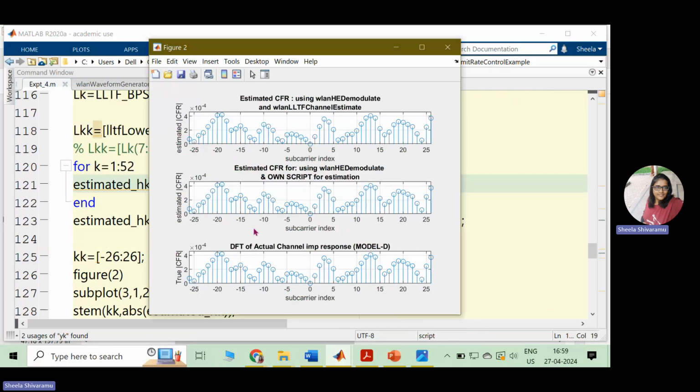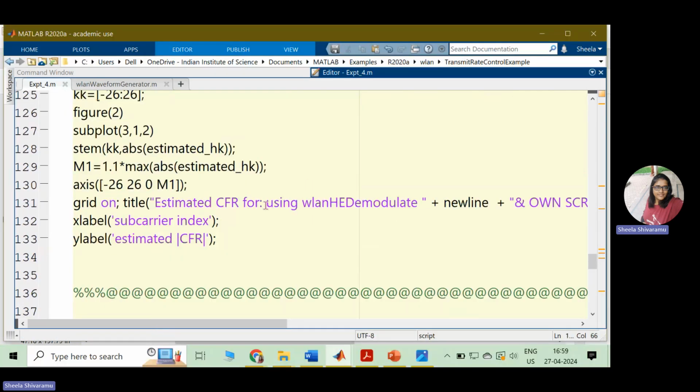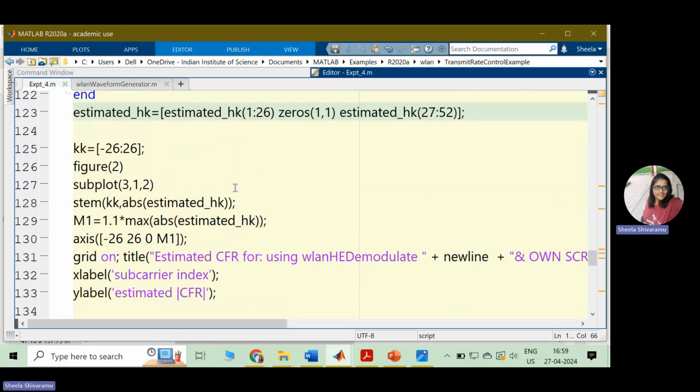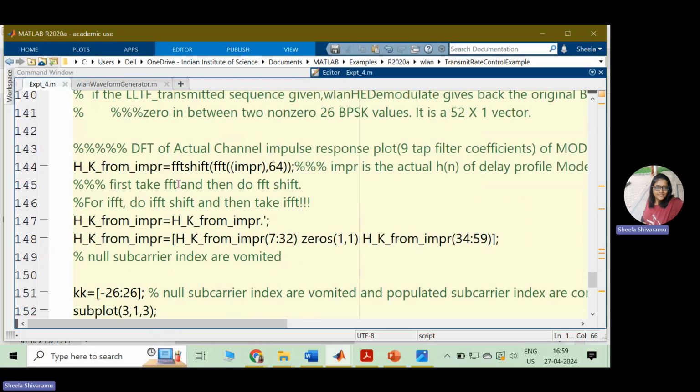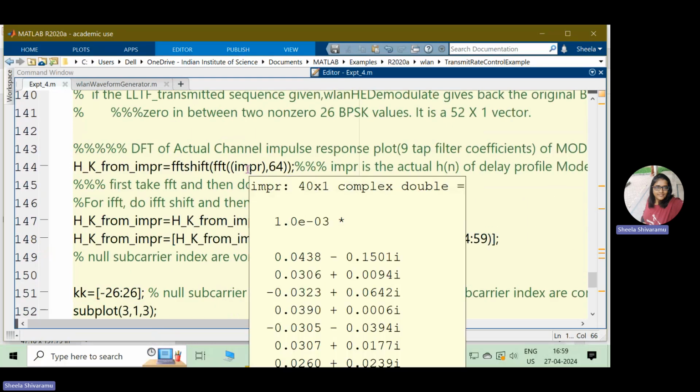That is the second plot, which is obtained by using the simple fact that y of k is equal to h of k into x of k, and h of k is equal to y of k by x of k. So if you can see, they are matching. And now lastly, I know the impulse response which I have stored in IMPR. So I'm going to plot that. IMPR is the time domain impulse response.